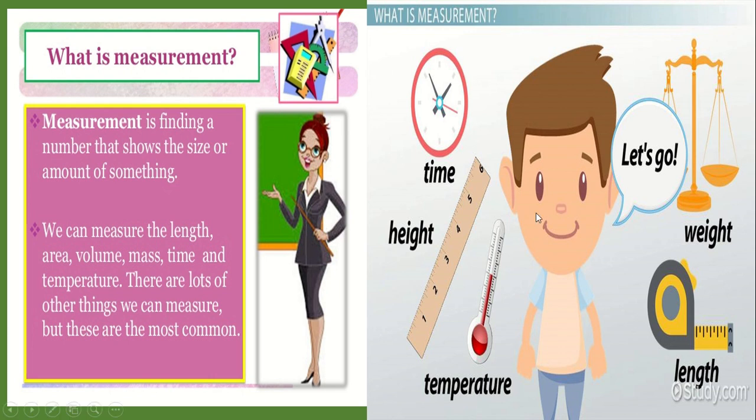Look, we can measure time by using a clock, height by using a scale, then temperature. Every quantity which can be measured is known as a physical quantity. And we can measure anything of any physical quantity. That means we can measure the length, breadth, height, volume. Everything can be measured.